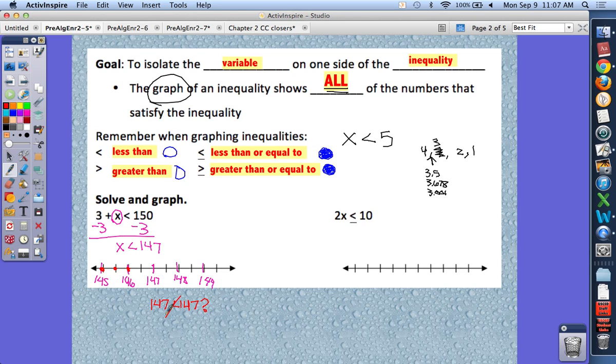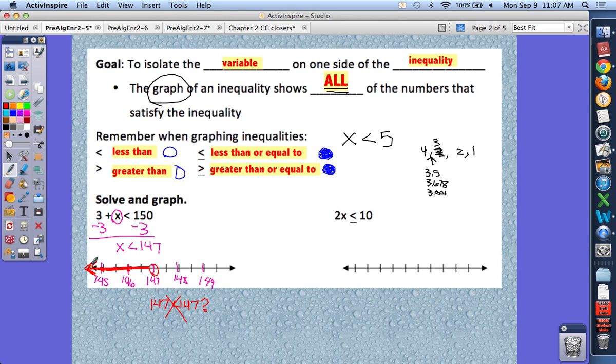No, that's not true. Those are equal. So we want to put an open circle to say, hey, this number is not a solution, but every number to the left of that is less than that. So shade to the left of that open circle. Make sure you shade an arrow too, because we're showing it goes on forever. Okay? Let's try this other one over here.